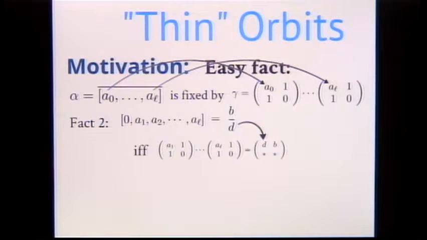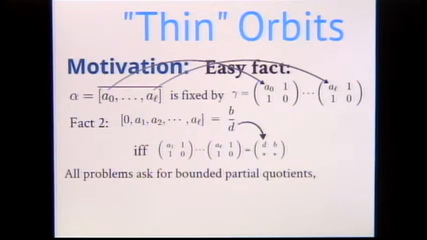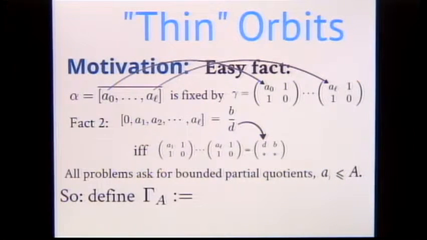And so what should you do? All of the problems are asking about bounded partial quotients. So all of the a_j should be bounded by 100. So the natural object that you should be working with is gamma_A, which is the semigroup generated by all matrices of the form [a 1; 1 0] with a ranging from 1 to 100. It's very important that we take the semigroup here, because if you allow yourself inverses, you're changing the problem. It no longer has anything to do with it. In fact, if you allow yourself inverses, you get all of GL2(Z).